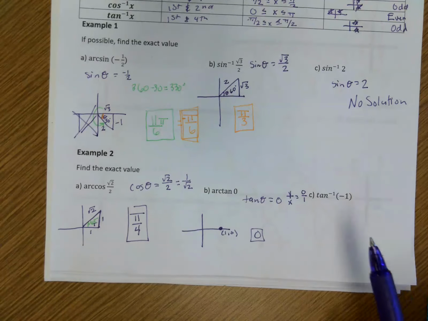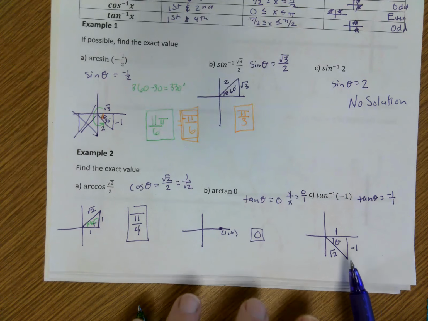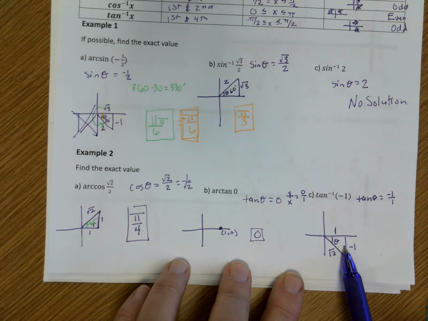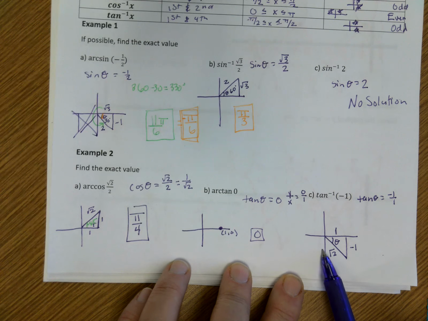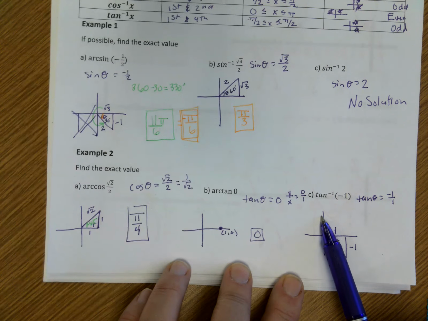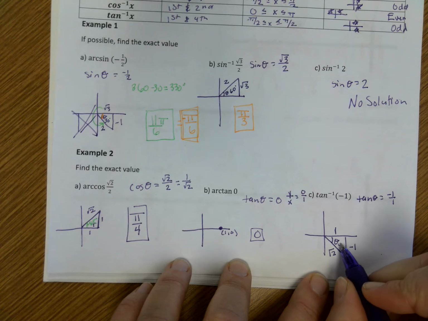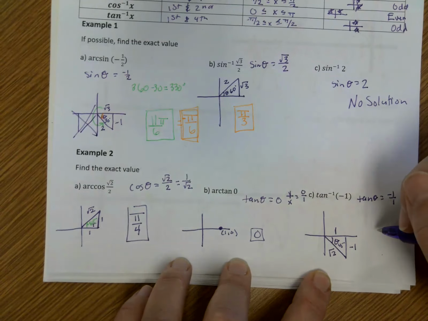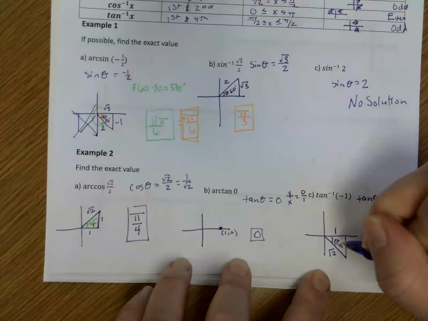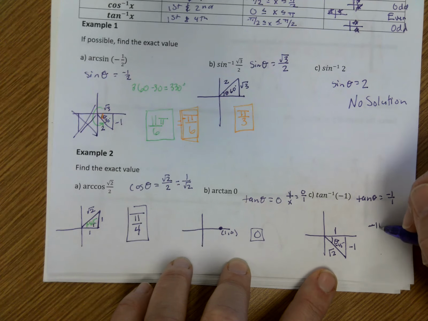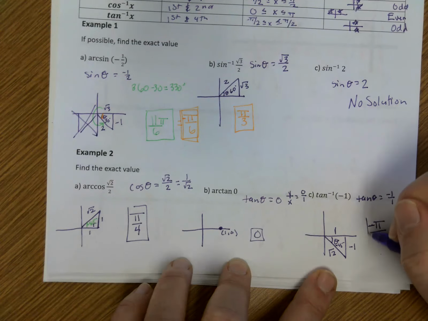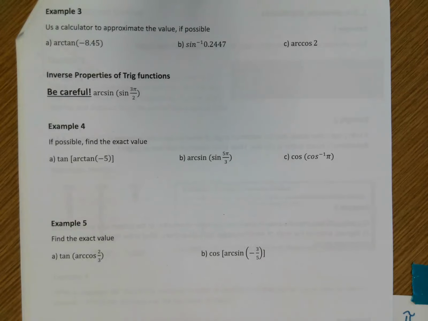Right now I want you to try to do C by yourself. So this is what your picture should look like. And again, I'm going in between negative pi over 2 and pi over 2. So this angle right here, when I have a 1, 1, and a square root 2, is the angle 45. And negative 45 degrees in radians would be negative pi over 4.